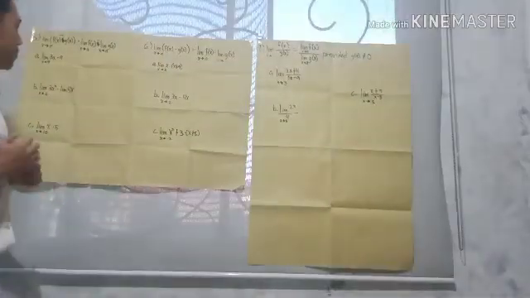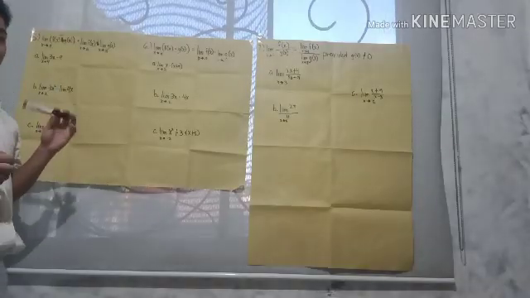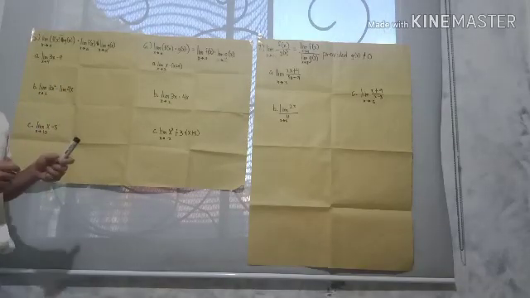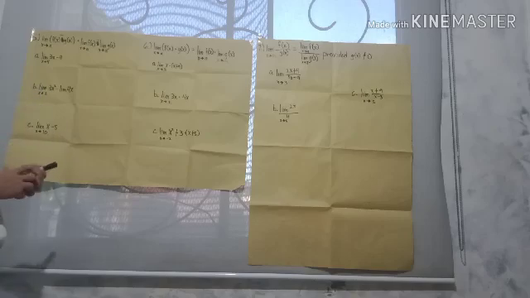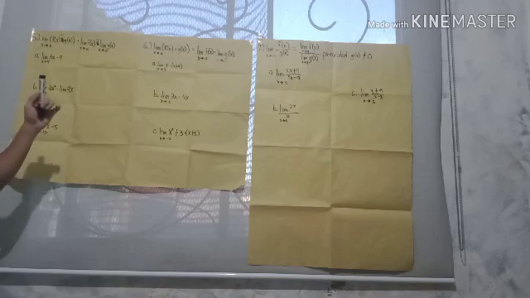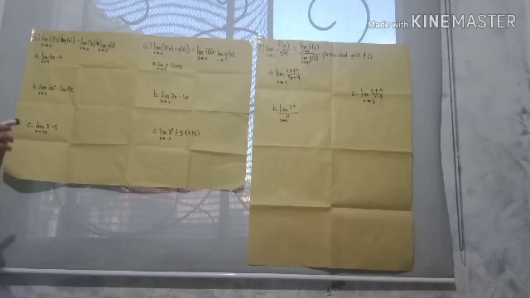So now we are going to be learning the 5th, 6th, and 7th limit theorems. The 5th theorem is the limit of the difference of f of x and g of x is equal to the limit of f of x minus the limit of g of x as x approaches a. So here we have our first example, the limit of 3x minus 9 as x approaches 4.